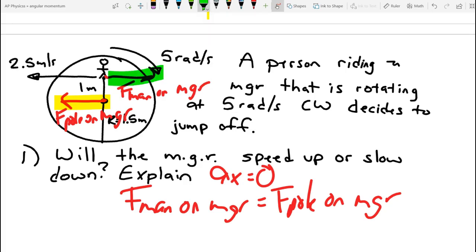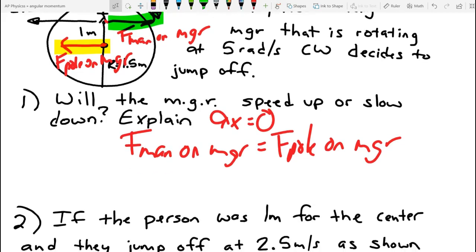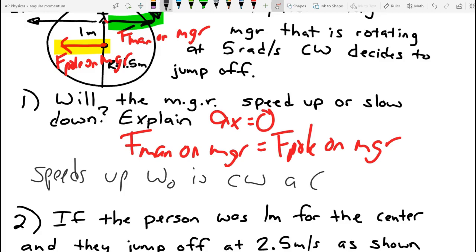Okay, and which direction is that torque? Well, that is a clockwise torque. The object is already moving clockwise, so it is going to speed up. So I could say the object speeds up. I could say that the omega initial is clockwise. A clockwise torque causes a clockwise alpha, so that would be a good explanation there if I wanted to just make sure to cover all those aspects of angular kinematics.